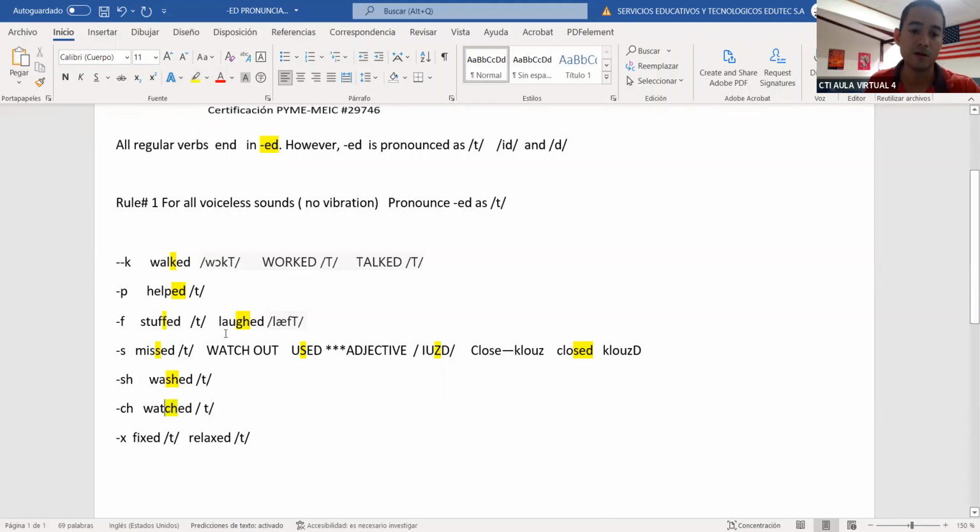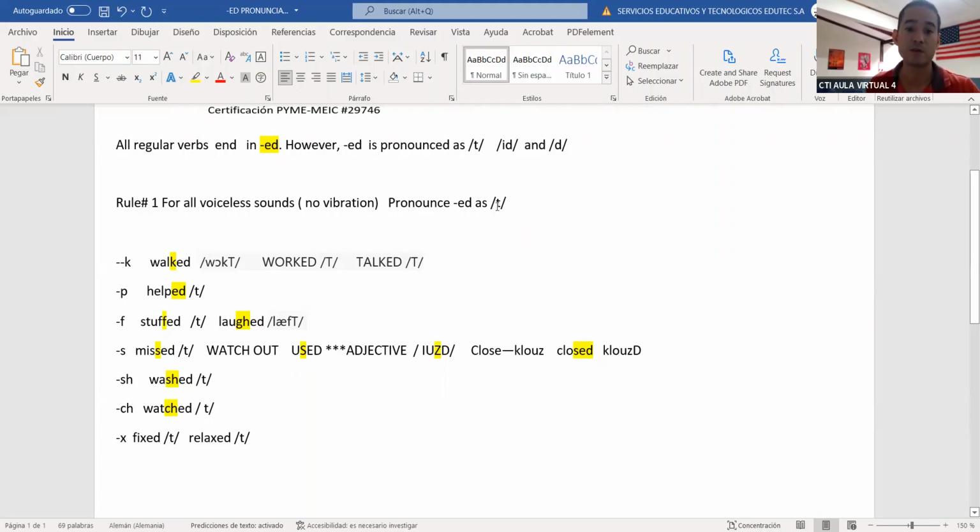So for the rule, you need to learn how many endings? 1, 2, 3, 4, 5, 6, 7. Seven endings for the rule. So the K, the P, the F, the S, the SH, CH, and X. For these 7 endings, you need to pronounce -ed as t. Okay, so don't forget the rule.